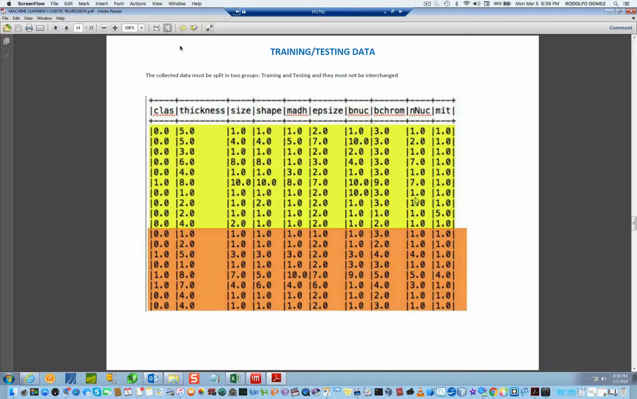you will see is done in the breast cancer SPARK program. So the important thing is that separation. You see here the training in yellow color and in the other color the testing.